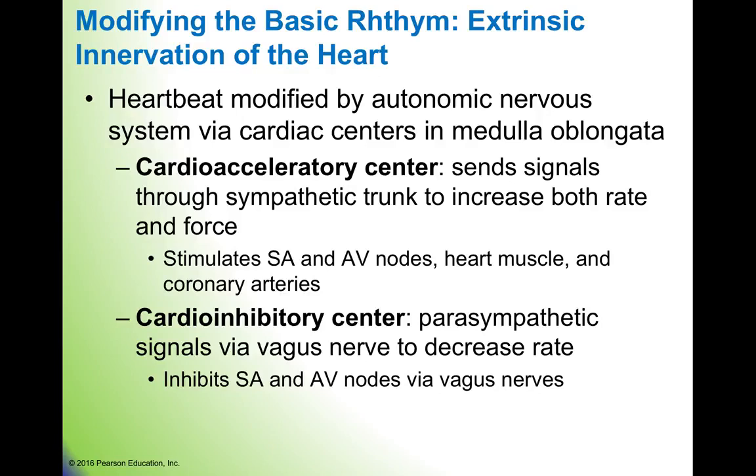Now, because this is outside the heart, we use the word extrinsic as an outside versus intrinsic, which means in the house. So heartbeat can be modified by the branches of the nervous system called the autonomic nervous system. And this system is located within the cardiac center in a part of the brain called medulla oblongata.